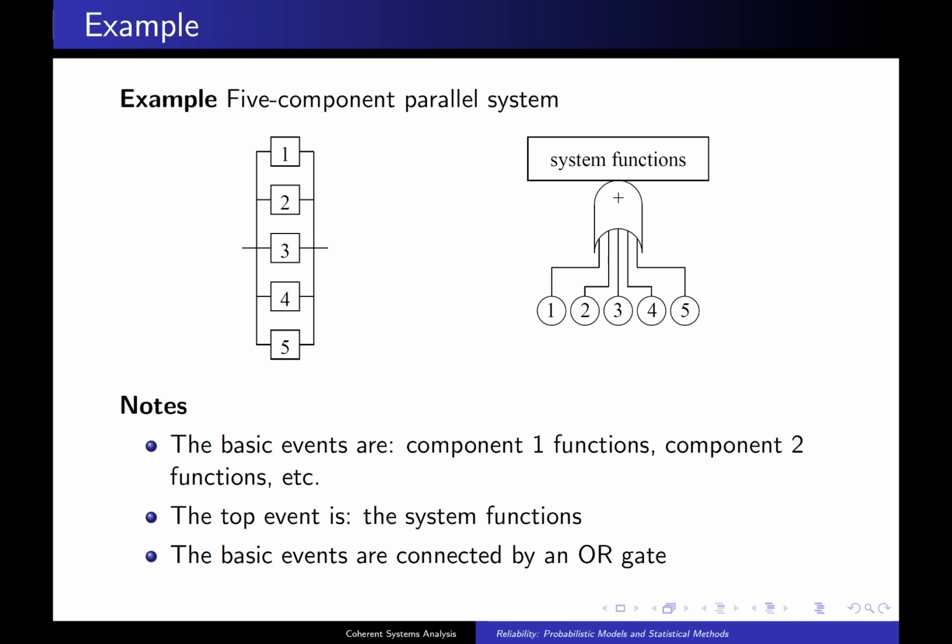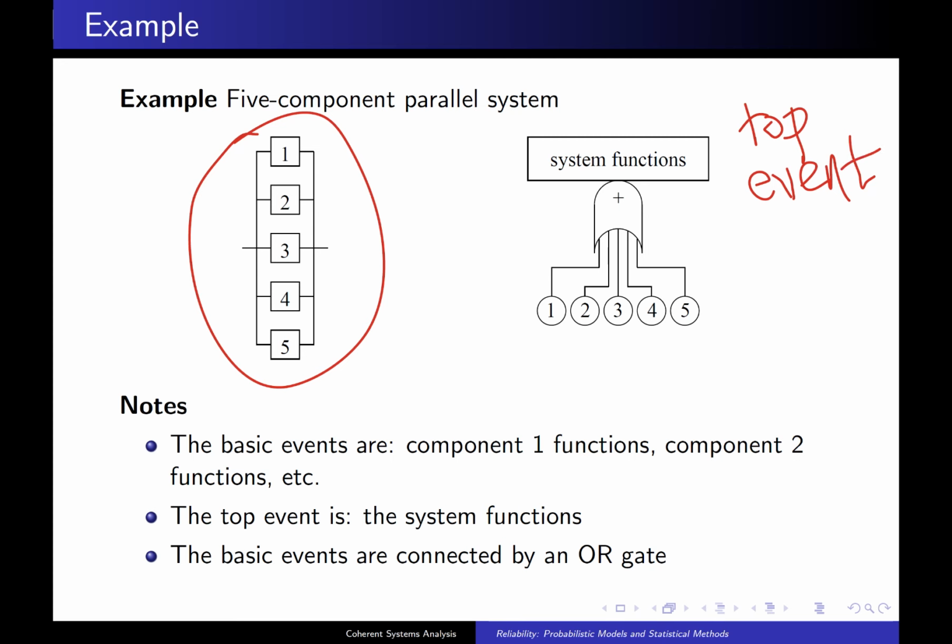So let's say we have a 5-component parallel system, and here is the reliability block diagram, and we would like to express this as a fault tree. Now, up at the top in the rectangle is something called the top event. And in most applications, that top event is the failure of the system. Since we're looking at reliability in this chapter, I'm going to go ahead and instead call it the system functioning. But it can either be the system functions or the system fails. We just choose system functioning here.